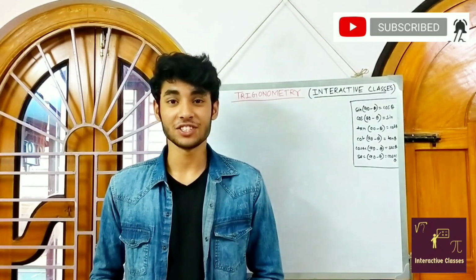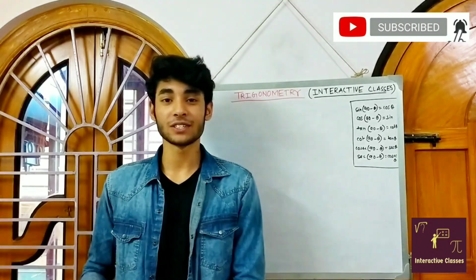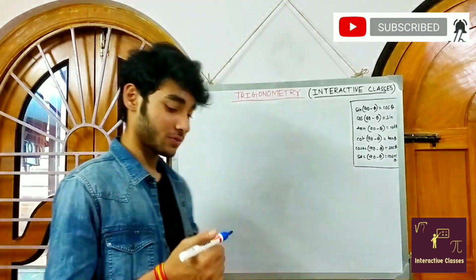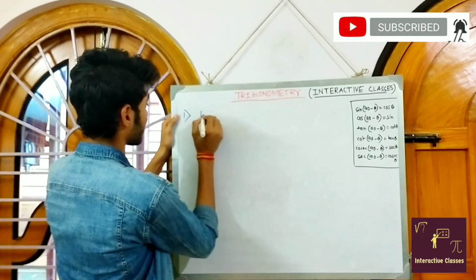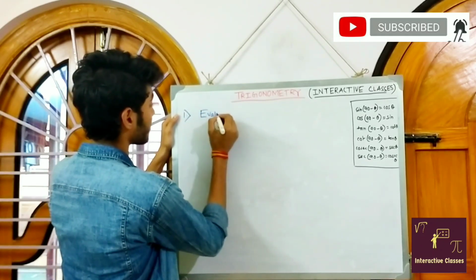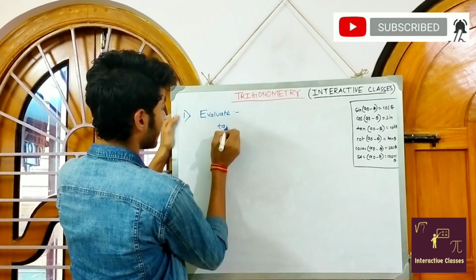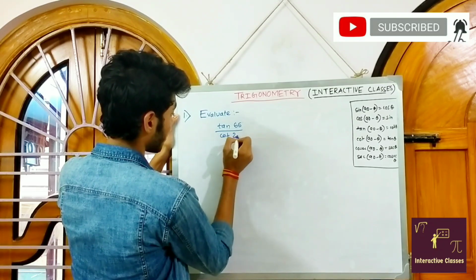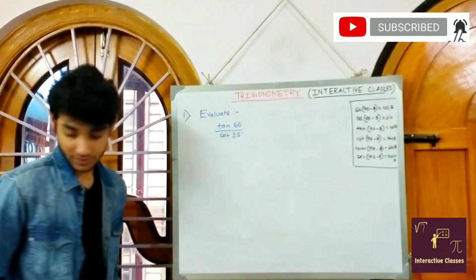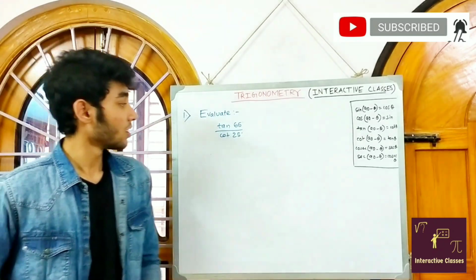Welcome back to the next video. In this video I am going to do some problems related to complementary angles. So let's start. Evaluate tan 65 degree by cos 25 degree. This is one of the basic sums of NCERT.